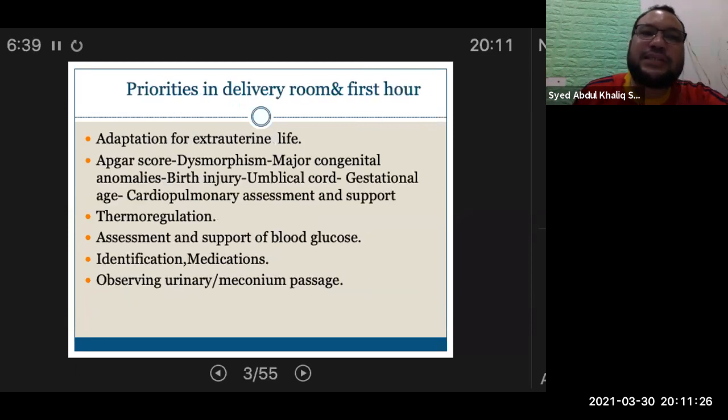Next is priorities in the delivery room and the first hour of life. The first hour of life is the most important hour for any human being. So we look at whether the baby is able to progress towards proper adaptation for extrauterine life. We know when the baby is being born, the cord is clamped, isn't it? And then the baby starts to cry. What happens when the cord is clamped? You are removing the low resistance circulation of the placenta.